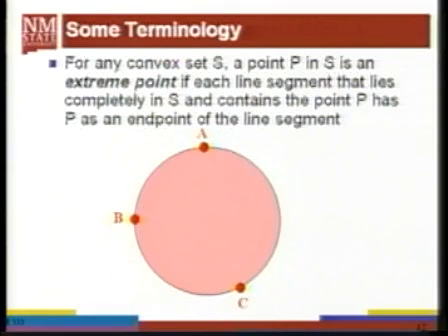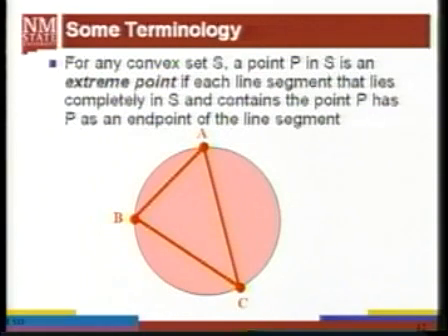Again, let's just assume that S represents the shaded area in this circle. Then in this figure, each point A, B, C on the circumference of the circle is an extreme point of S. This is because the point A lies on the line segments AB and AC, and both AB and AC lie completely in S, right? And A is an endpoint of the line segments AB and AC.